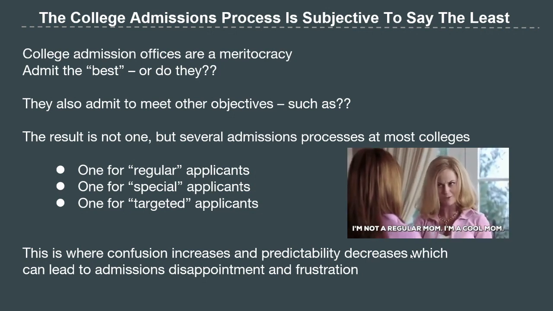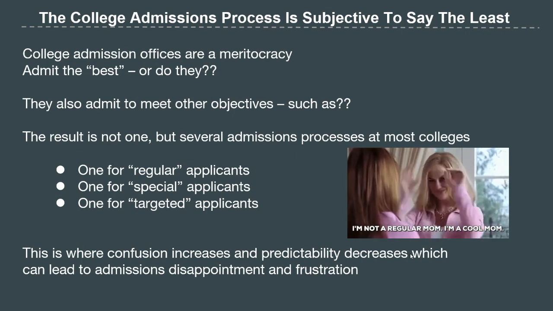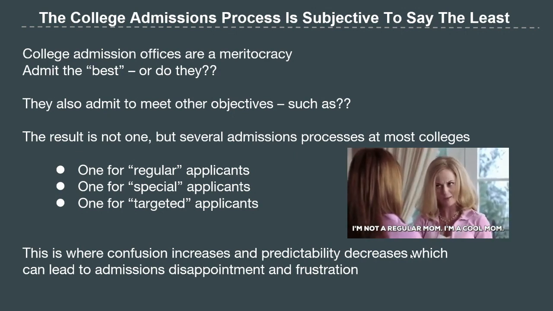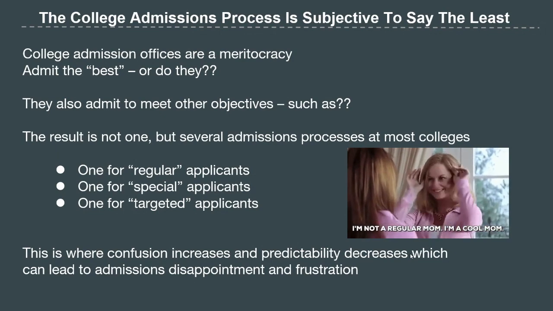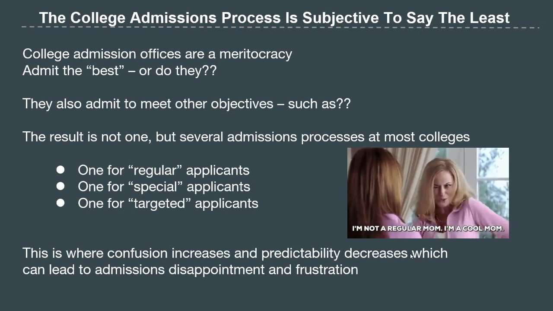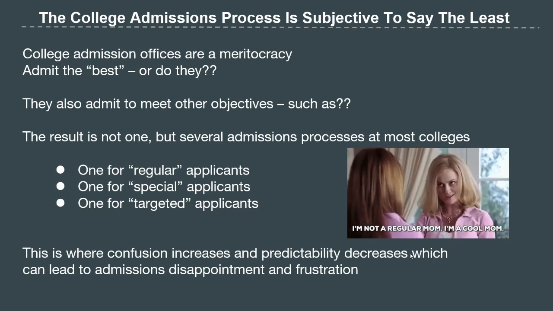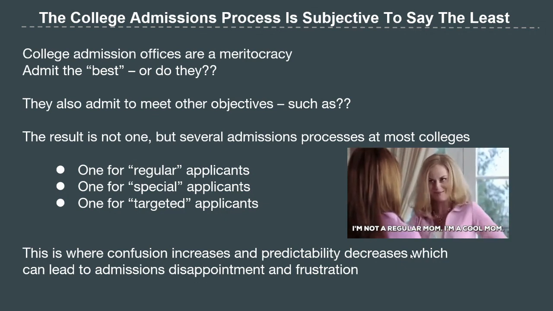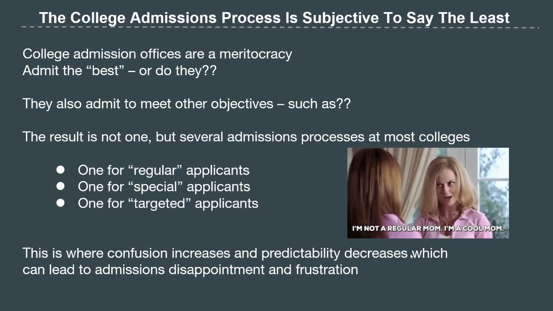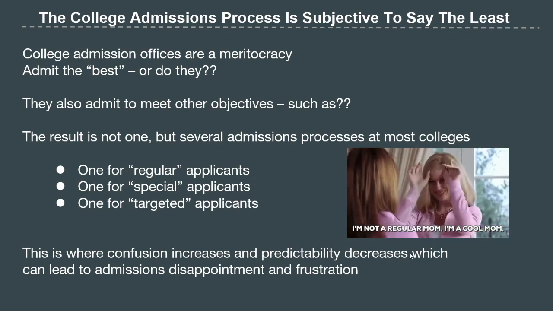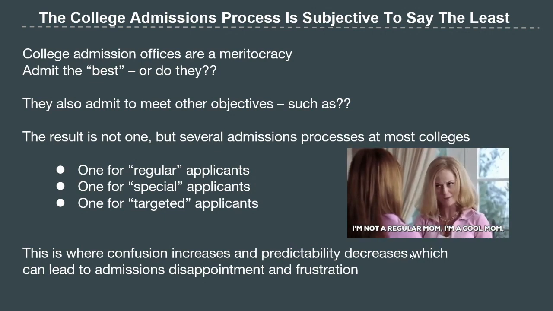So therefore, the result is 3 different application processes. One for what I'll call the regular applicants. Another is for special applicants. And then even another is for targeted. And targeted and special depend on and could be any of the categories I mentioned before, such as sports, geography, in-state, out-of-state, and so on. And obviously, this is where the confusion increases and the predictability decreases, which can really lead to admissions disappointment and frustration if you're not doing what we're trying to teach you to do with this program.